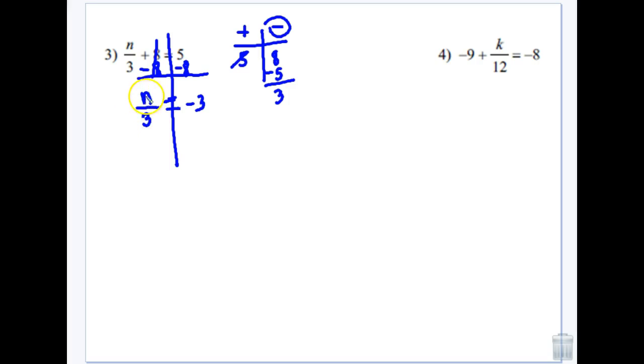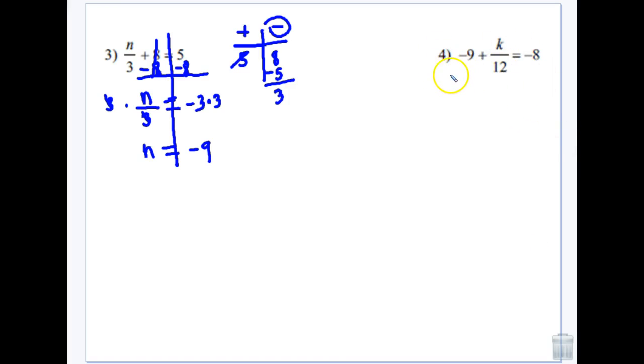Liar, liar, pants on fire. All right, so now I want to undo this, right? This is division. What is my inverse operation of division? What is the inverse of division? So I need to multiply both sides by what number? By my denominator, right? I want to get rid of that number. So I'm going to multiply both sides by 3. These guys become 1. I bring n down. What is negative 3 times 3? Negative 9. All right, you guys do number 4 on your own and see if we can go on.